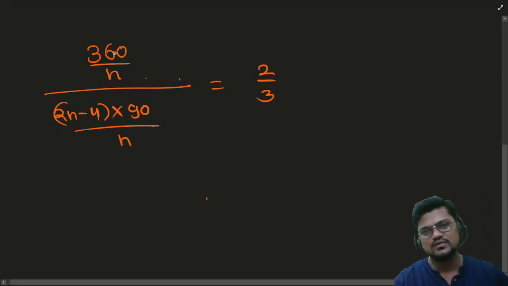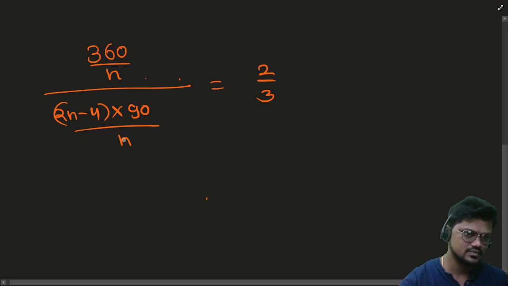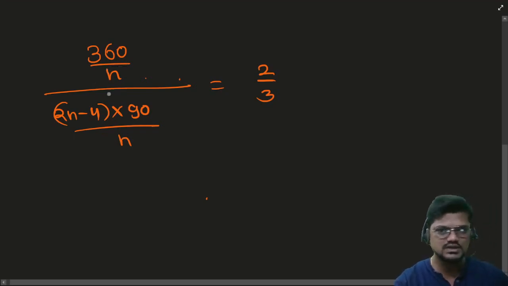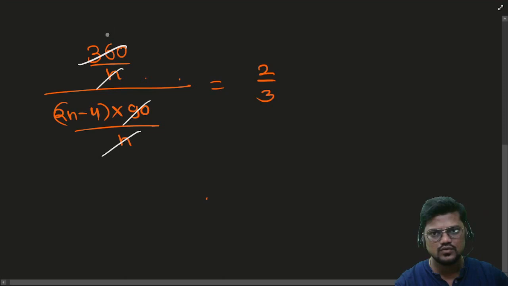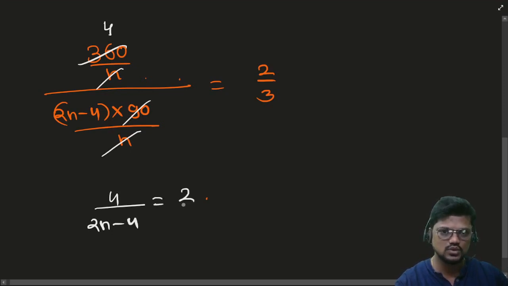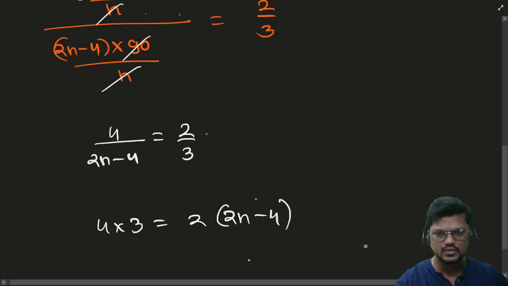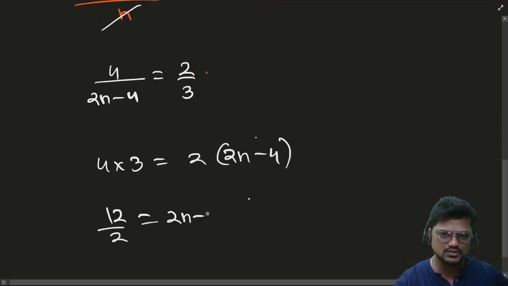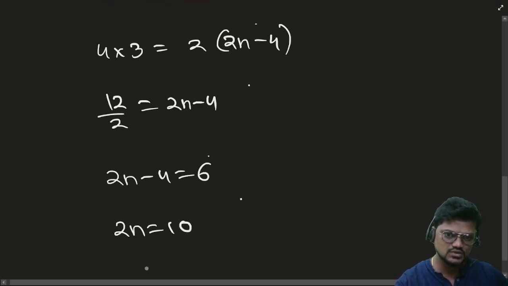See, whenever you have this kind of double fraction, fraction on fraction, the numerator and numerator can be cancelled, and the denominator and denominator can also be cancelled, by taking the multiples of each other. See, this n and this n are the same, no? So you can cancel. This 90, so 4, sorry. So what do you get? 4 upon 2n minus 4 equals 2 upon 3. It becomes easy. Now cross multiply. 4 into 3 equals 2 into 2n minus 4. So 12 divided by 2 equals 2n minus 4. So 2n minus 4 equals 6. So 2n equals 10. So n equals 5.